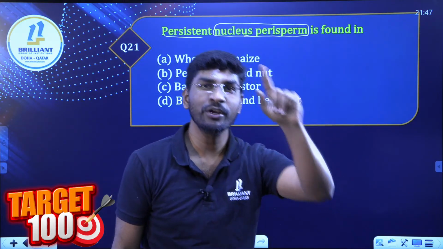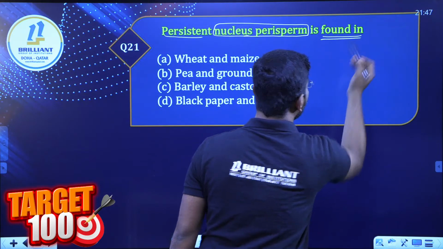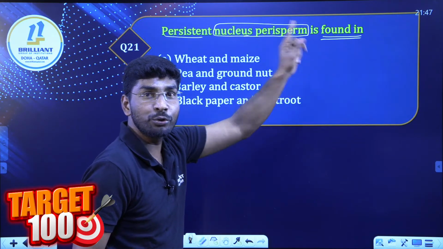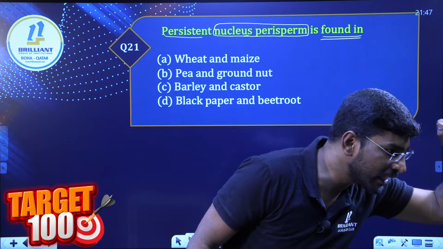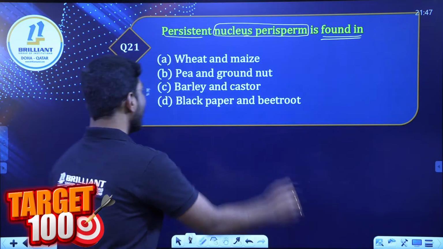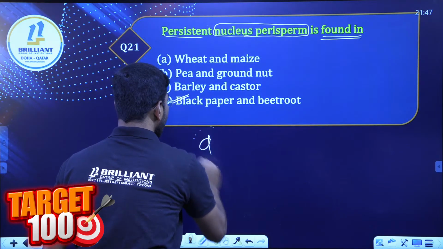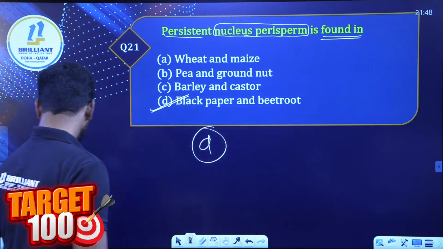That is called the perisperm. 2-mark question, right? Look at the answer. Persisted nucellus is found in this MCQ. Two plants are given in the NCERT. I will cross-check the chat box. Yes, good, very good, absolutely. Yes, black pepper and also beet. So we can write option D. Right. Question number 22.